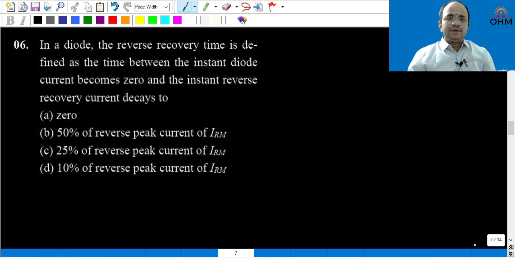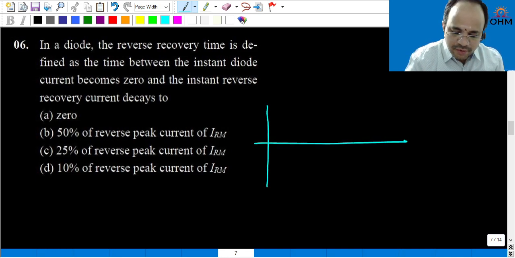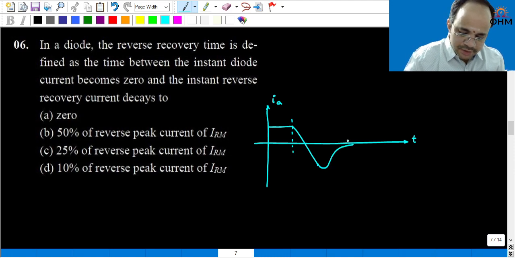In a diode, the reverse recovery time is defined as the time between the instant the diode current becomes 0 and the instant the reverse recovery current decays to. So this is the basic definition of diode reverse recovery time. If you draw the anode current of the diode, it looks something like this.